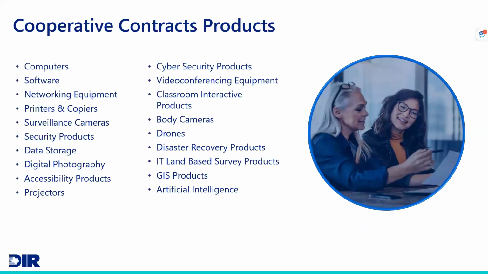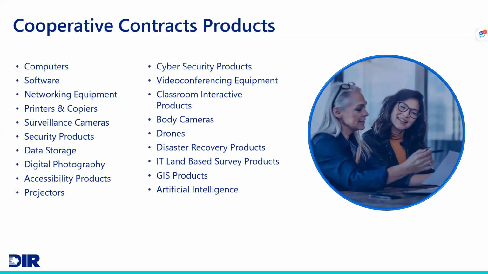So what types of commodities are available through our cooperative contracts program? Well, all kinds of computers: desktops, laptops, tablets, the Microsoft Surface series, from Dell, HP, Lenovo. Hundreds of different brands of software and software as a service doing any number of functions. Things like networking equipment, printers and copiers, law enforcement type products like surveillance cameras, security products, body cameras, drones, things like data storage equipment, accessibility products, projectors, video conferencing.